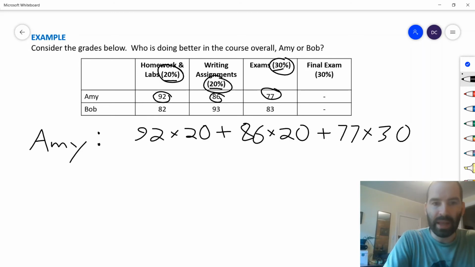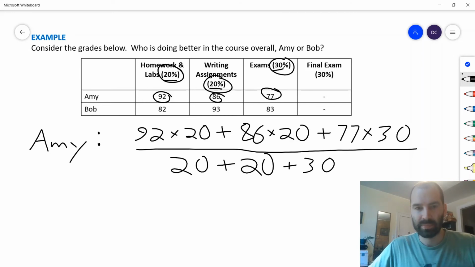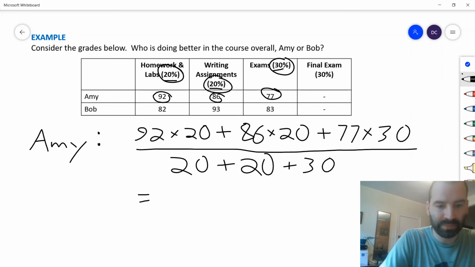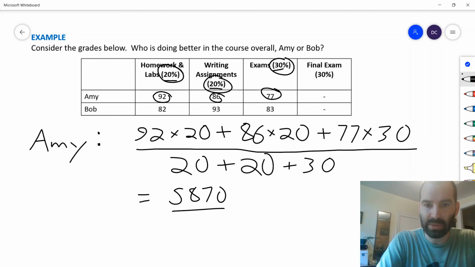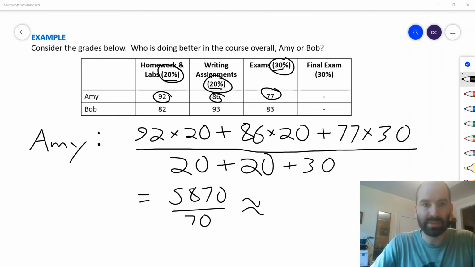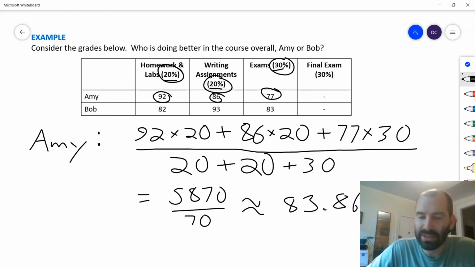Okay? And then what do we divide by? The sum of the weights. So 20 plus 20 plus 30. And what does this come to? So this is equal to, the numerator is equal to 5,870, and the denominator is equal to 70, right? And so when we compute this, we end up with 83.86. Okay, so that's Amy's weighted average.